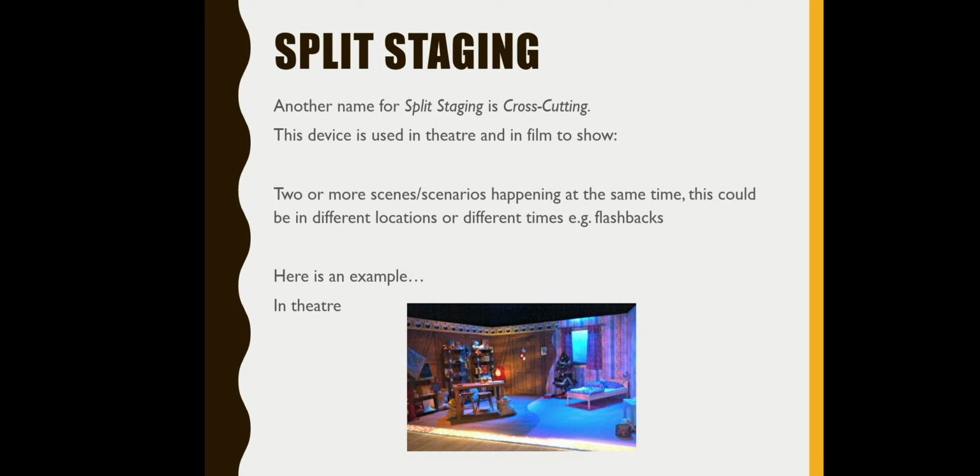Here is an example of split staging used in theatre. As you can see, this still image shows 2 locations. The one on your left, as you're looking at the screen, shows what it could be like inside the elf factory at the North Pole, whilst on the right side is a child's bedroom with a Christmas tree in the centre to show the theme of Christmas. So that's 2 locations on one stage at the same time.